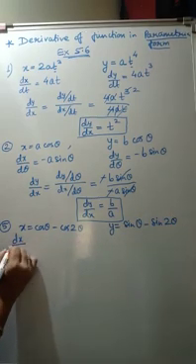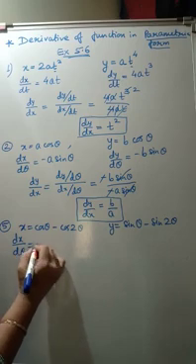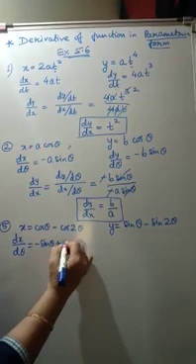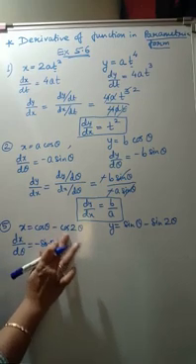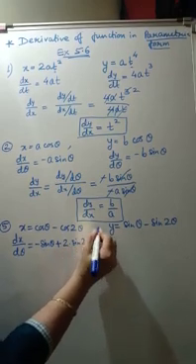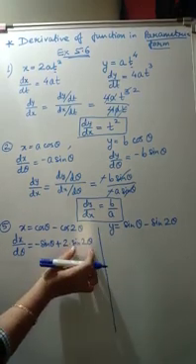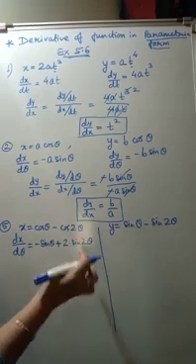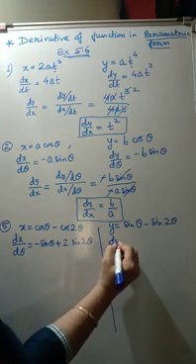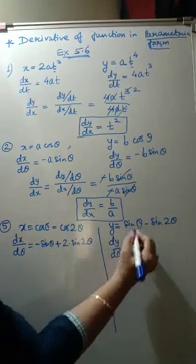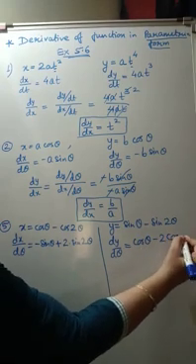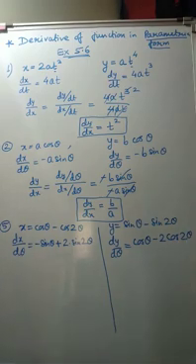So what is dx by d theta? Cos theta differentiation is minus sin theta, minus minus 2 sin 2 theta. You can write minus sin theta plus 2 sin 2 theta, since the differentiation of 2 theta is 2. I have adjusted it before. So what is dy by d theta? Sin theta differentiation is cos theta. Sin 2 theta differentiation is 2 cos 2 theta, so minus 2 cos 2 theta.